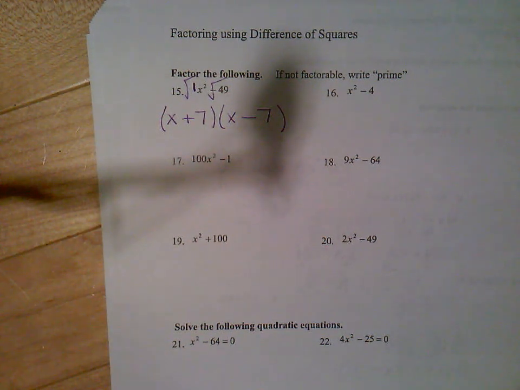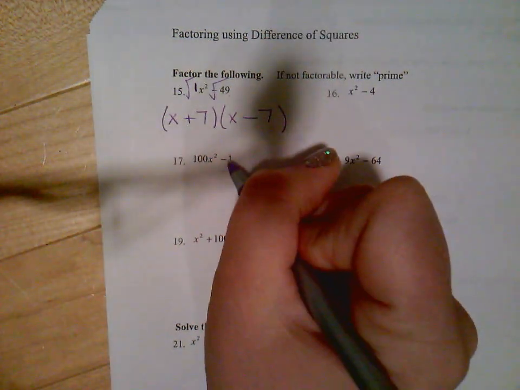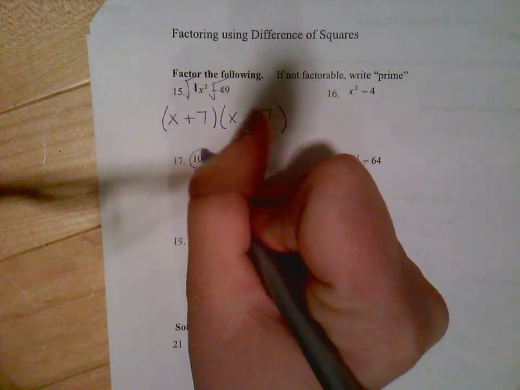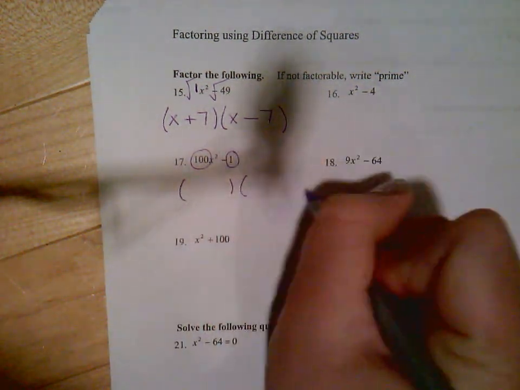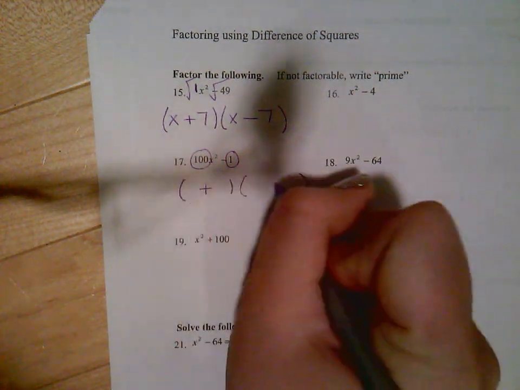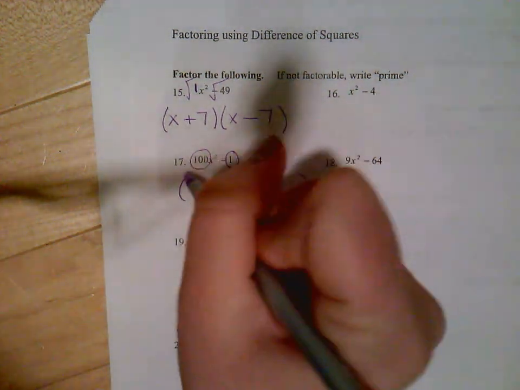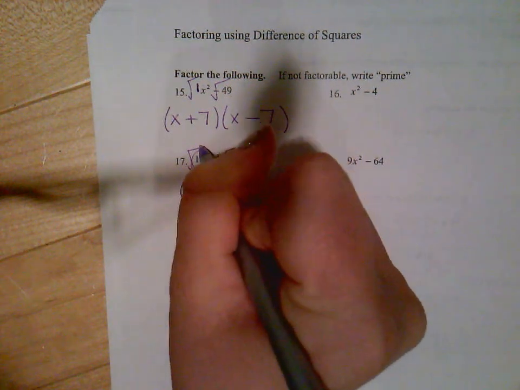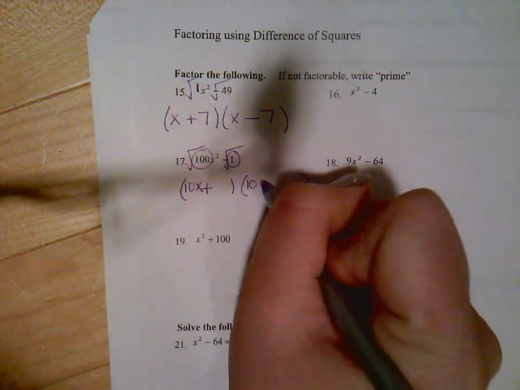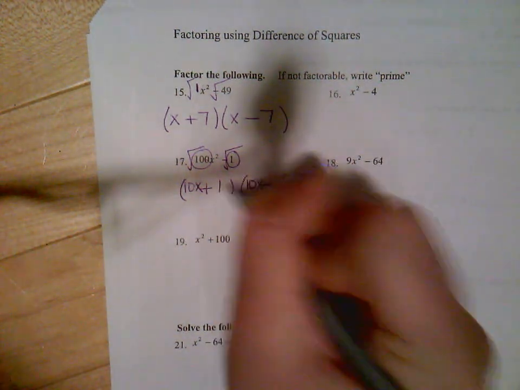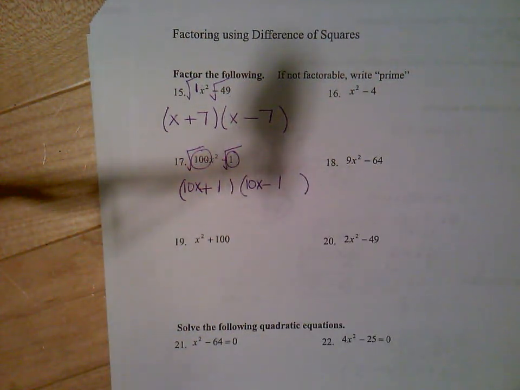In 17, there is a minus sign. This is a perfect square, and this is a perfect square. So I can do this problem. 1 gets a plus, 1 gets a minus, and now I'm going to take the square root of 100, so that's 10x, 10x. Square root of 1 is just 1. So 10x plus 1 and 10x minus 1.